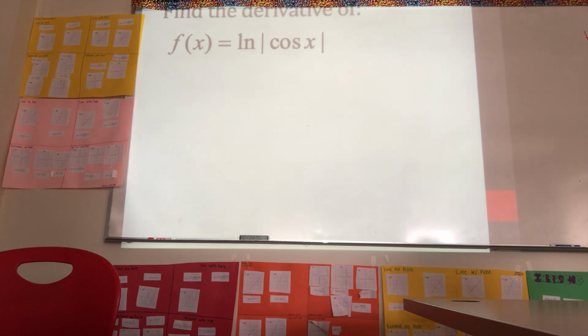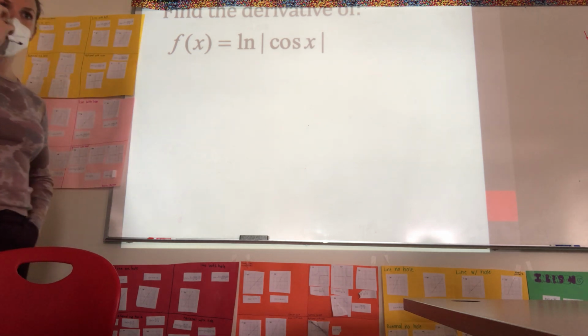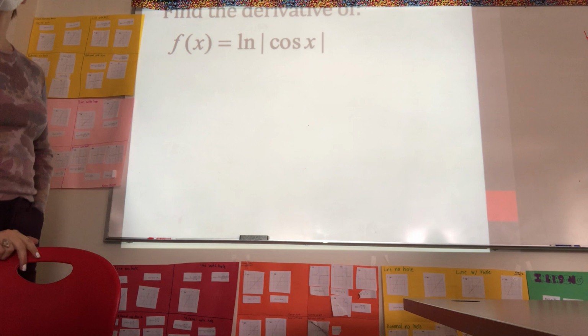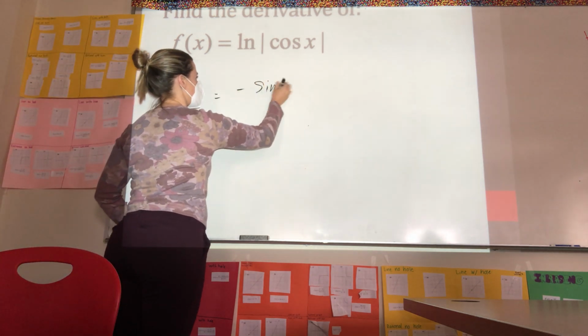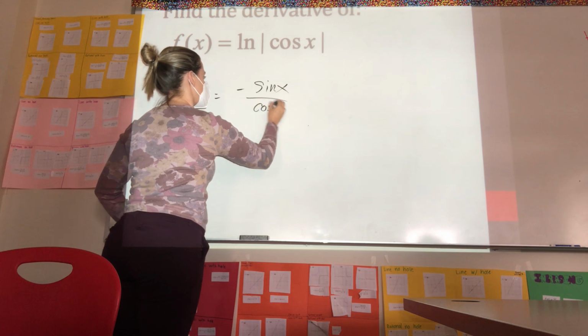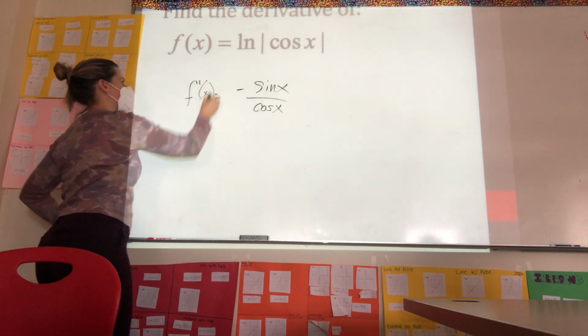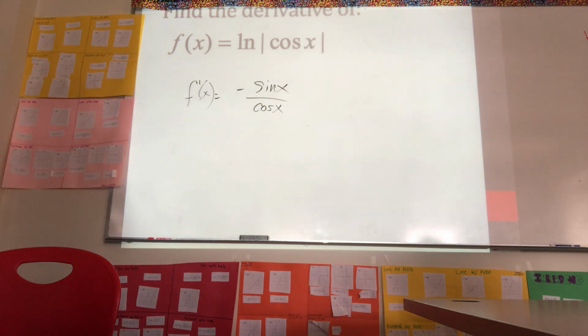Okay. Did you guys do 1 over u du? That was like four. All right, what'd you get? Negative sine x over cosine. Love that. Wow, everybody's on their phone. Mason, did you get that? Negative sine x over cosine. Is it negative sine x over just regular cosine? Is that right? That is right. Told you.